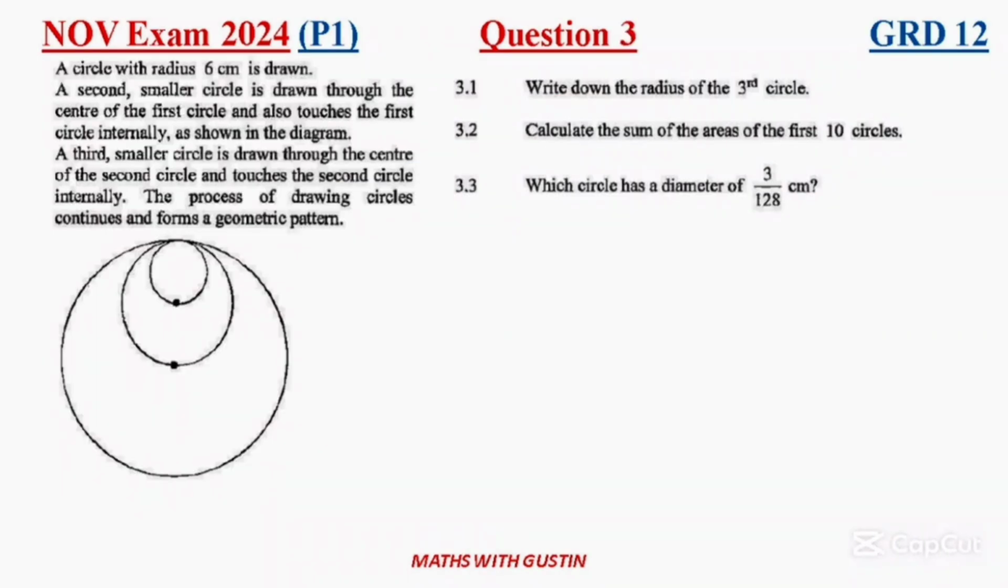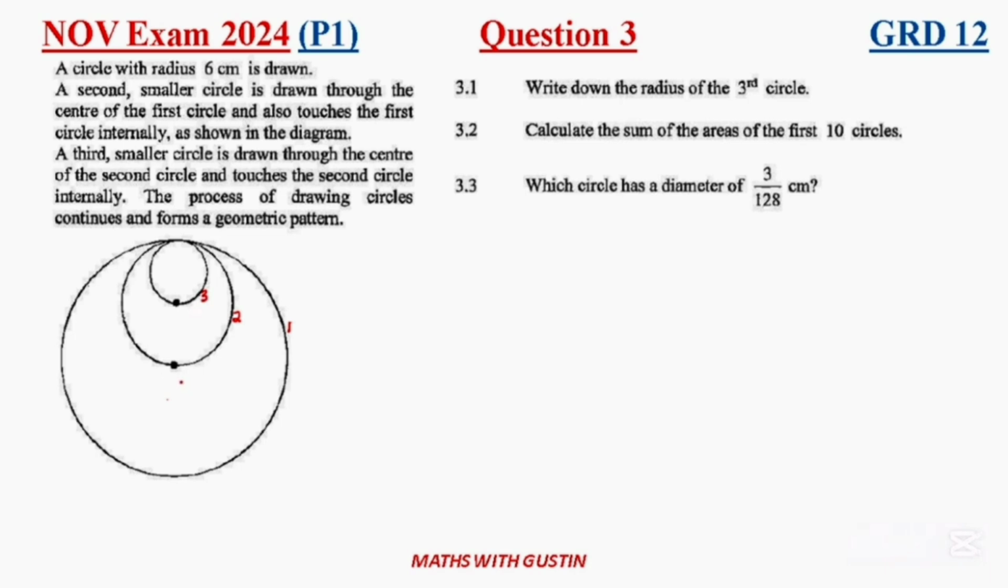Guys, thanks for clicking on question 3. So here is question 3. It reads as follows: a circle with radius 6 centimeters is drawn. A second, smaller circle is drawn through the center of the first circle. Okay, so it means the first circle, the radius of the first circle, is the bigger one, this one. Because they are saying the second one is smaller, so it means the first one is this one, the second one is this one, the third one will therefore be this one.